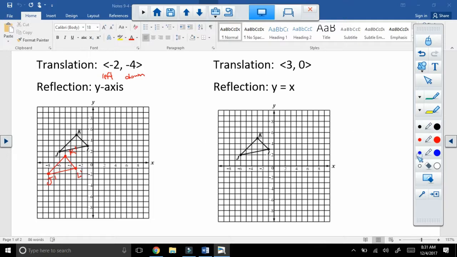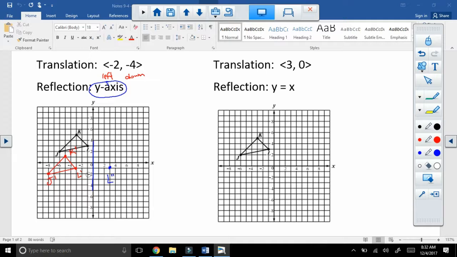Okay, I'm not done though. This is not my final answer. I then need to take that image and reflect it in the y-axis. So in my case, it's the red one, and I'm reflecting this in the y-axis, so the y-axis being here. I'm going to take each one of those points and go the same distance over that line. So L prime is 3 units to the left. I need to go 3 units to the right. And again, make sure you're labeling that. This would be called L double prime.